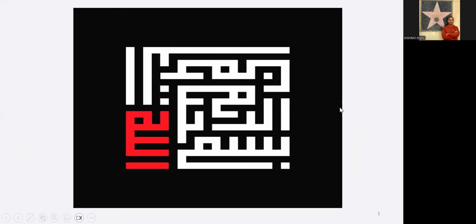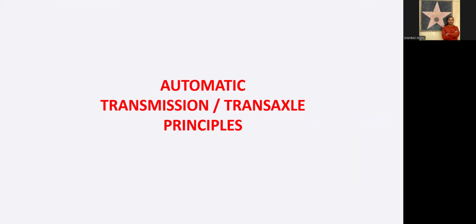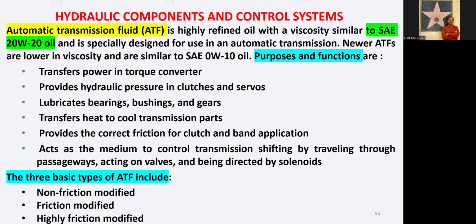Bismillahirrahmanirrahim. We are studying chapter 8, that is automatic transmission, the transaxle principle. In today's lecture, we will be talking about some more parts or subparts of the automatic transmission, in which we will talk about the automatic transmission fluid. We will talk about the pumps, we will talk about the bands, we will talk about the multiplate clutches, and we will talk about accumulator. Now, let's start with our lecture.